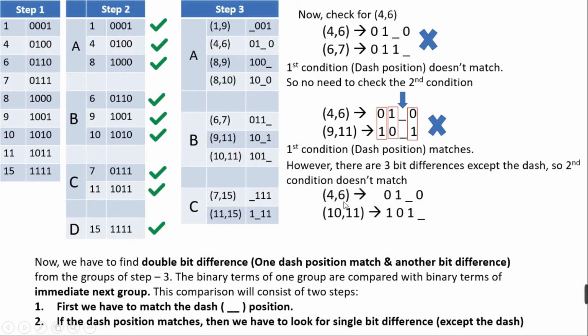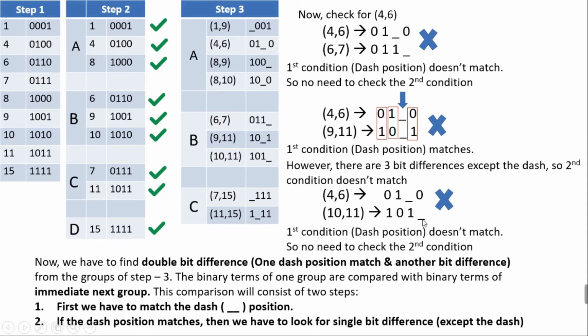So let's move on to the next one. Here you can see that 4 6 is compared to 10 11. The dash position didn't match, so we're definitely going to discard this one.